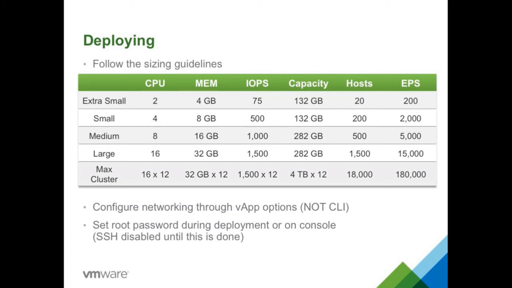The things to note are, networking is configured through OVF properties. Don't do it through the CLI. The virtual appliance is really a black box. And you need to enable SSH. By default it is disabled. OVF properties support this, or you can do it from the console.